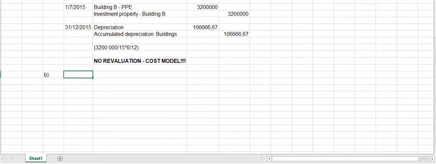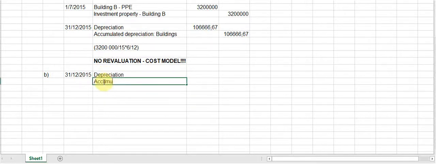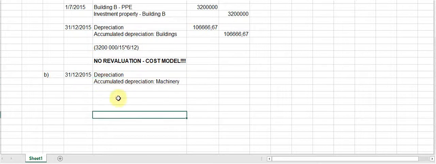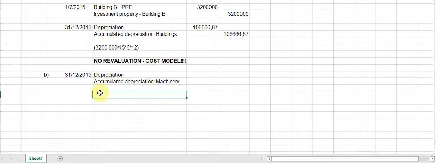So in this calculation, we're going to start by saying at the end of the year, we need to recognize some depreciation on this asset. So we're going to debit the depreciation. We're going to credit the accumulated depreciation on the machinery. And now we need to do a calculation.